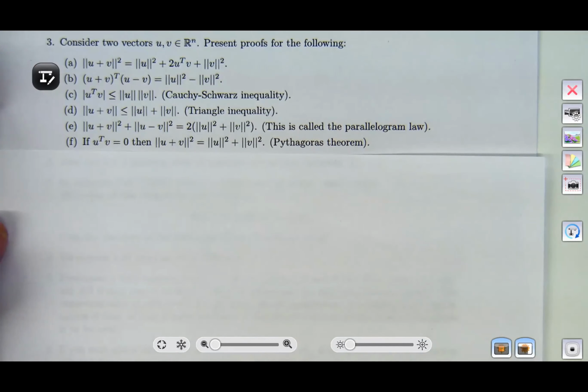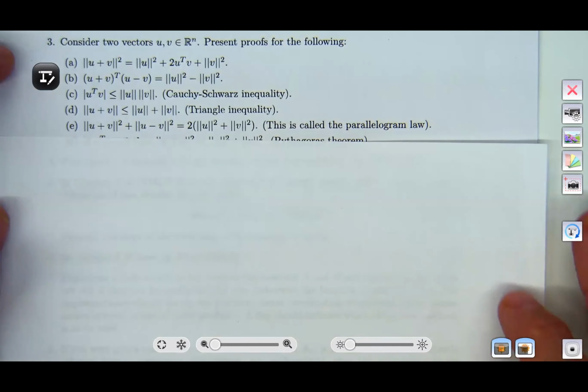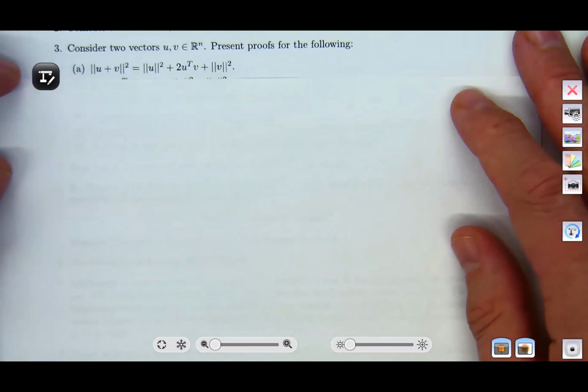Okay, so let's have a look at the first one. So present proofs for the following. So this is in Rn. So these have n entries.